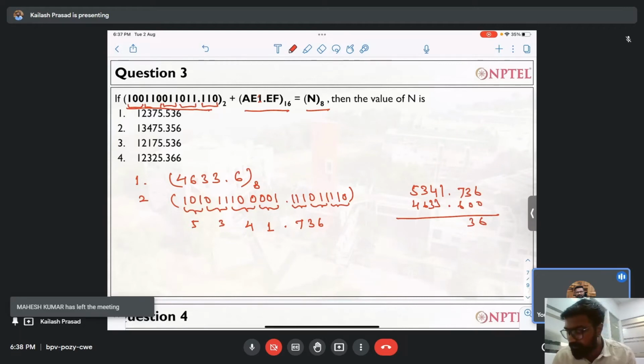What will be here? Can anybody tell me? 7 plus 6 will be 5 with a carry 1. So it will be 5 with a carry 1, right? Does anybody have a doubt why it will be 5 with a carry 1?